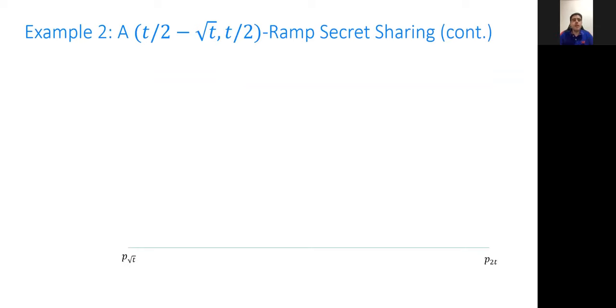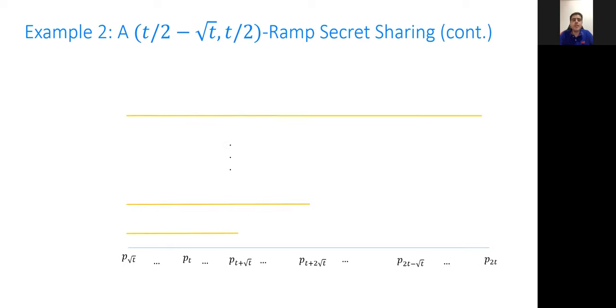So the scheme is as follows. The parties are from square root of T until party 2T, and we define segments where each segment starts from party square root of T and ends in a different party. So the first segment ends in party T plus square root of T. The second segment ends in party T plus 2 square root of T. That means that we add square root of T parties to the first segment, and in the third segment we add square root of T, and so on, each time adding square root of T parties until we get to the last party, which ends in party 2T. As we add square root of T parties each time, we have square root of T segments.